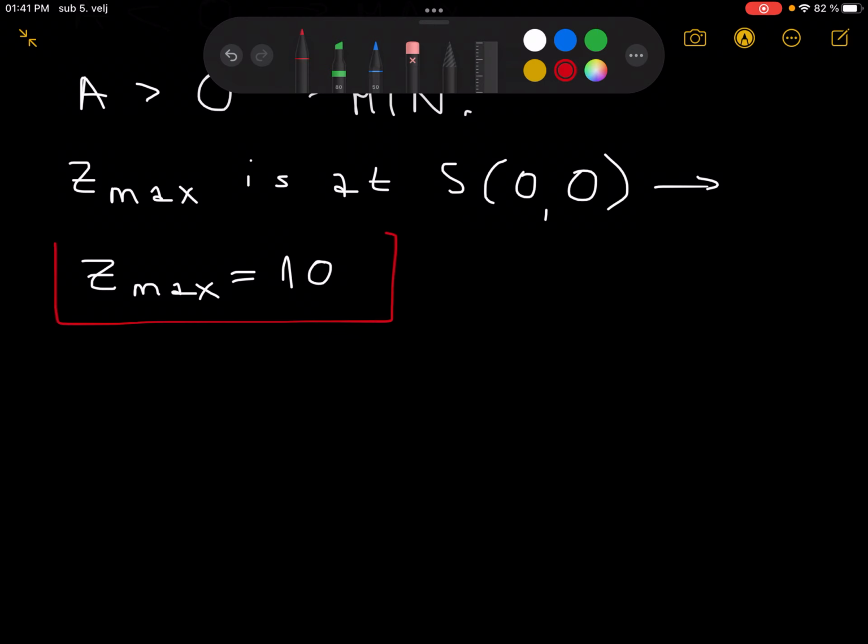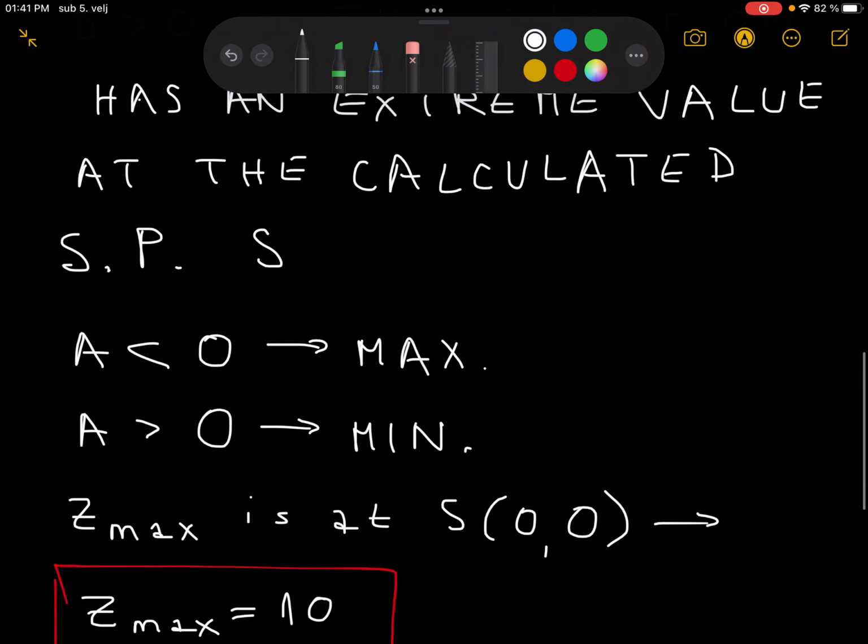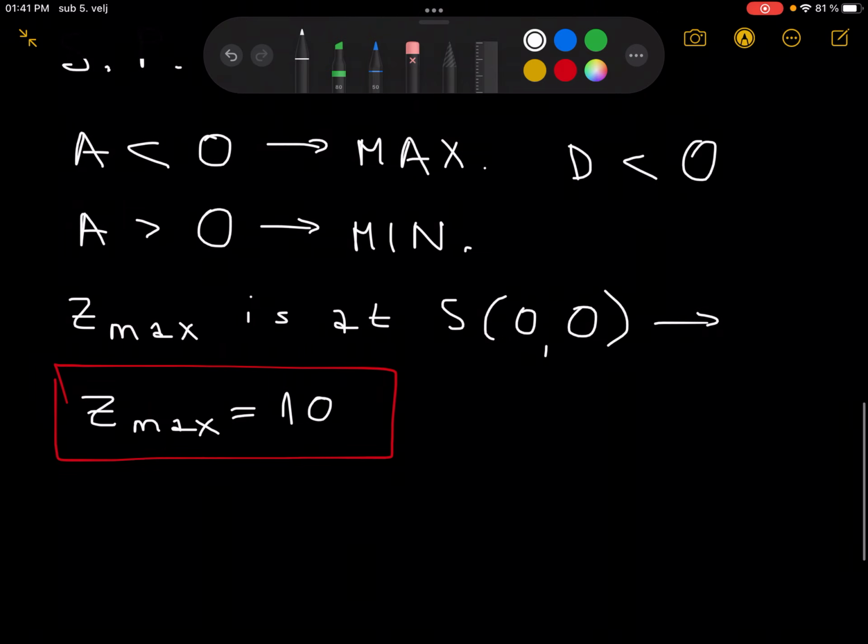Okay. Yeah, and of course, if D is less than 0, then the function doesn't have any extremes. In any case, this value encompassed in red is our final answer to this problem.